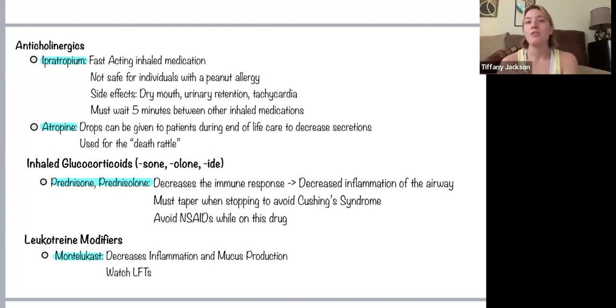Okay. Atropine is also a good anticholinergic medication. We see atropine more used for end-of-life care to help reduce respiratory secretions.